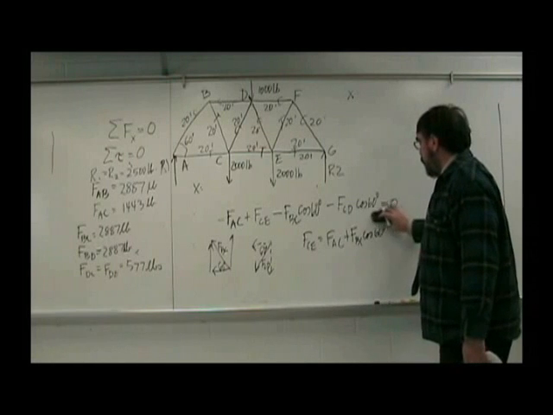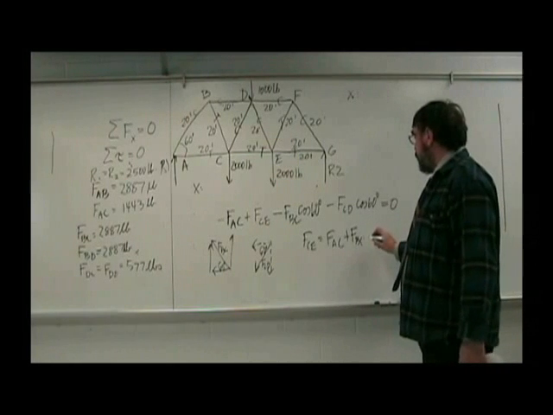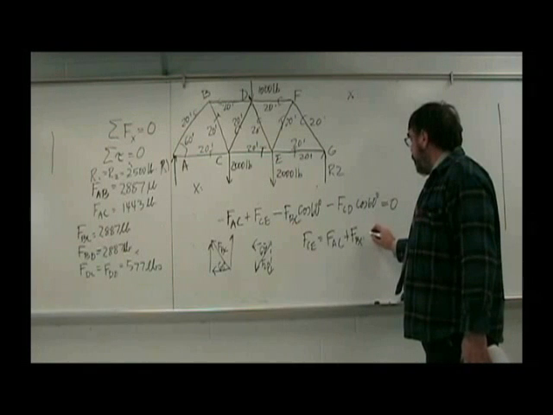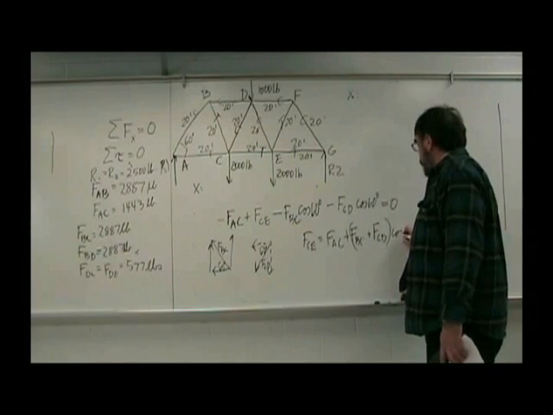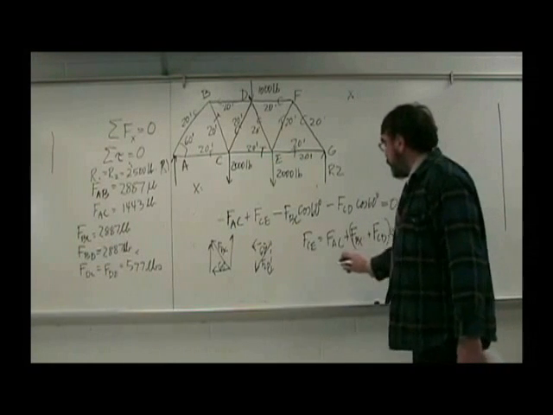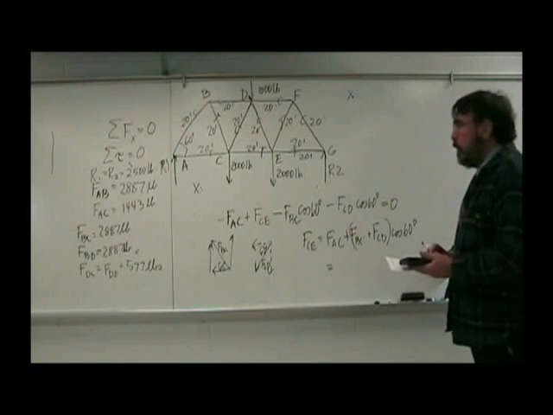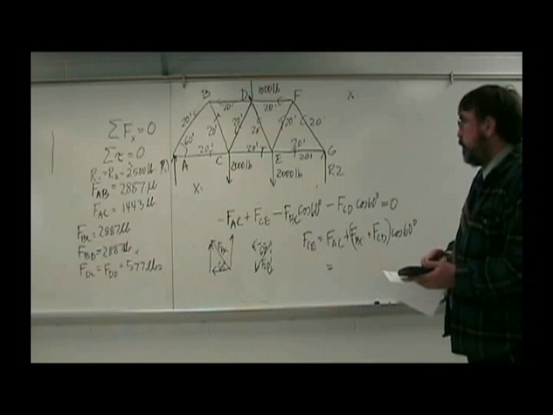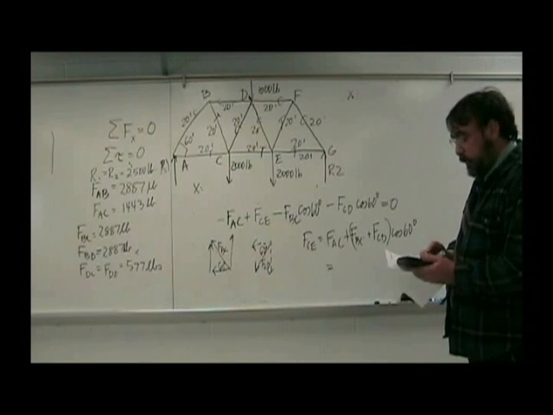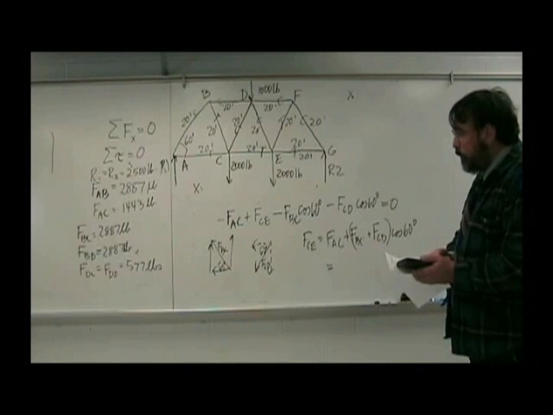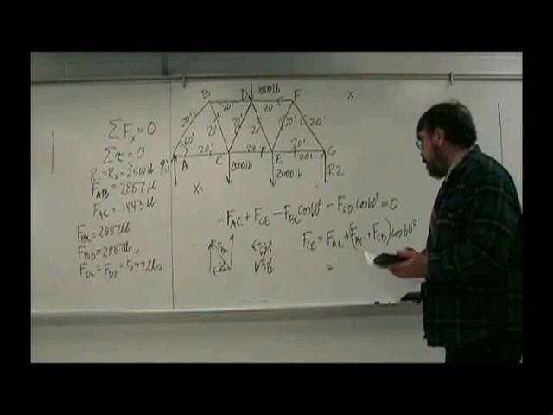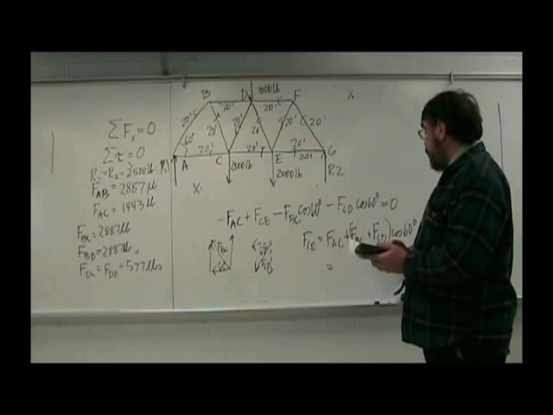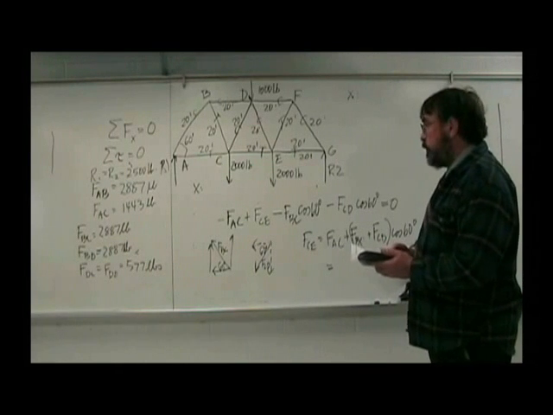Why don't we lump these together? Plus FBC plus FCD times cosine 60 degrees. And that's going to equal, hopefully, the correct one, which is, okay, so FAC is 1443.37, 0.38 actually, plus parentheses FBC, FCD.